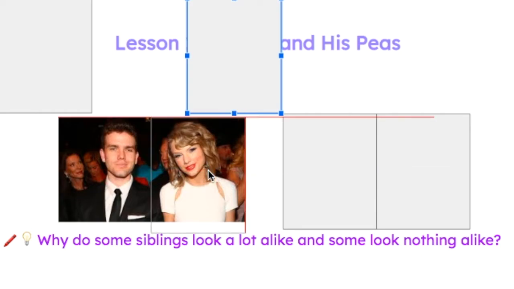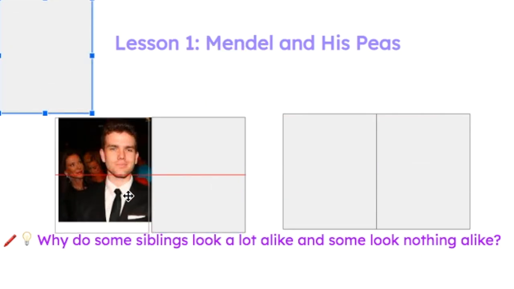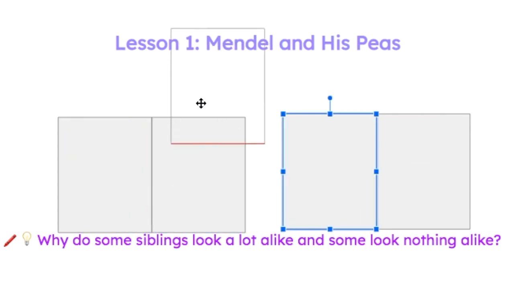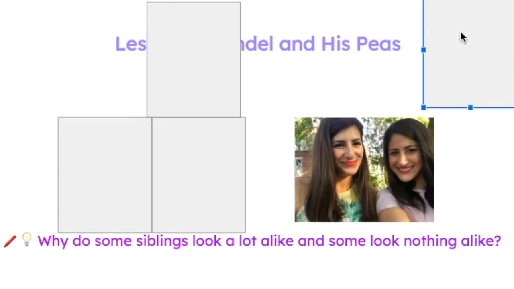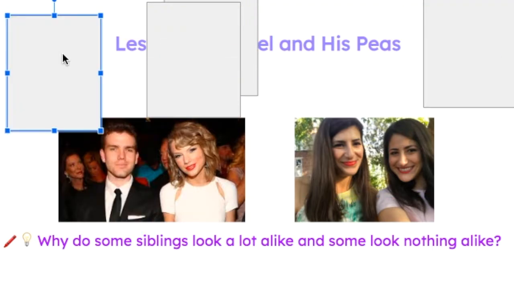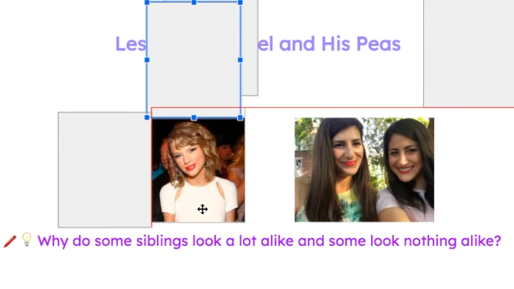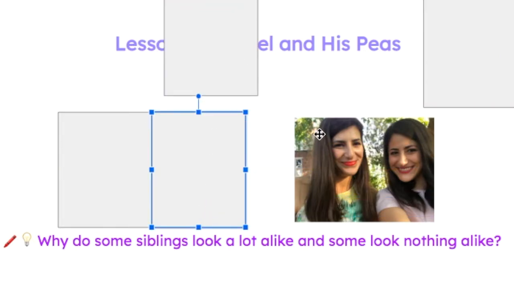Now, if I remove this rectangle, who do you think that is? Looks familiar, right? That's because my sister and I look a lot more alike than Taylor Swift and her brother do. So why is that? Go ahead and write in your slides, why do some siblings look a lot alike and some look nothing alike? You might even feel like you and your sibling don't even look related, let alone like you could possibly be twins.